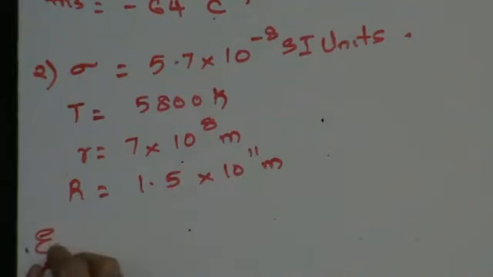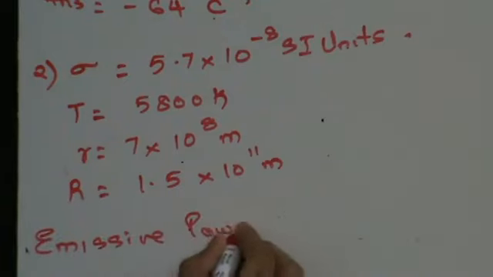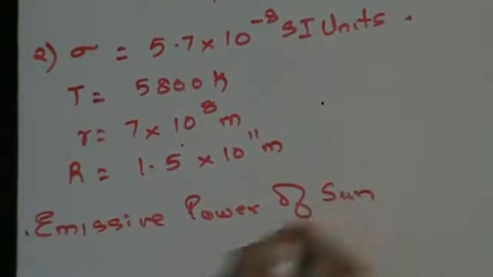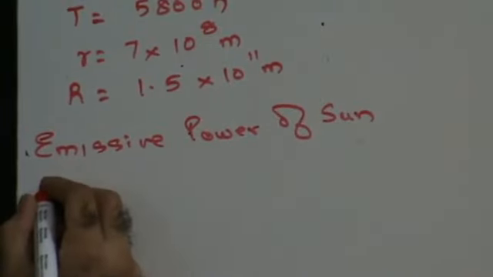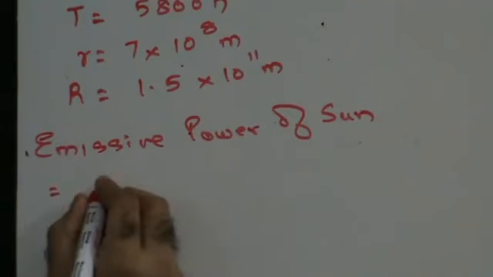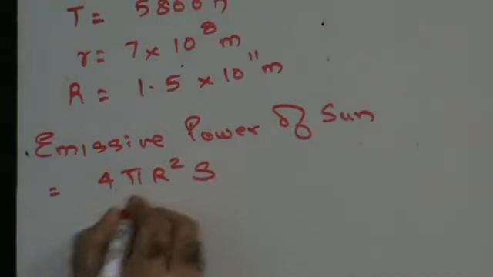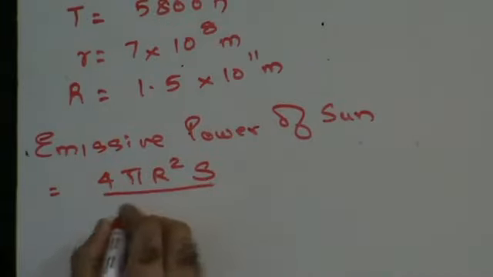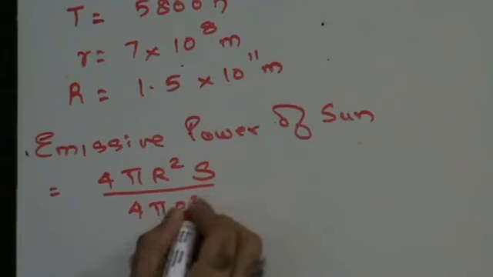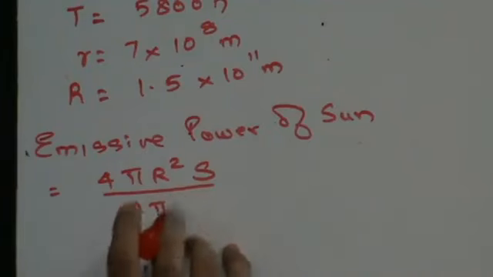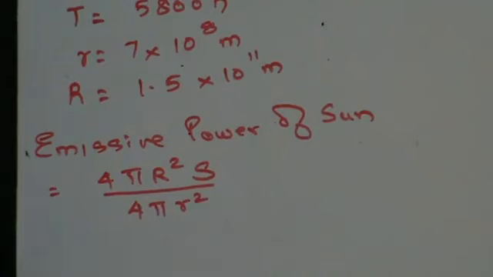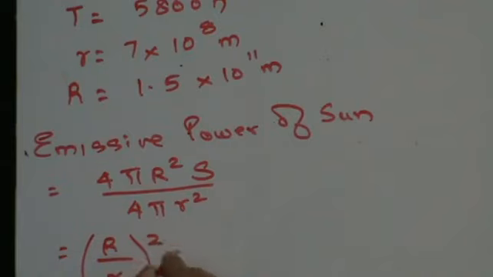Now I can say that the emissive power of the sun will be nothing but the surface area of the sun, that is 4 pi r square, into the solar constant upon area 4 pi R square. So in that case I can say this is r upon R the whole square into S.